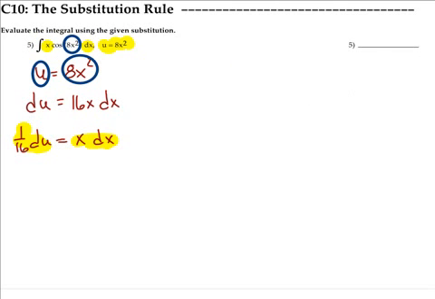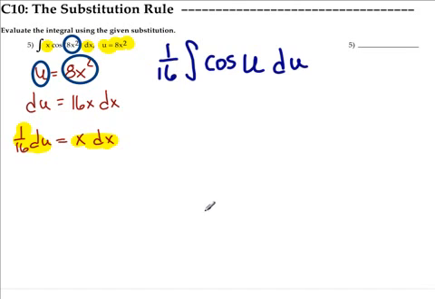So let's go ahead and do that. My integral becomes cosine of u. I want u now, since I'm doing this substitution. Cosine of u, and then the x dx gets replaced by the 1/16 du. So we've substituted this integral with one that's simpler for us to calculate.